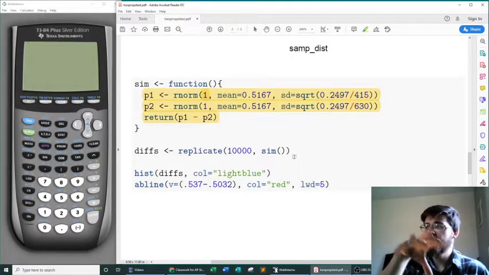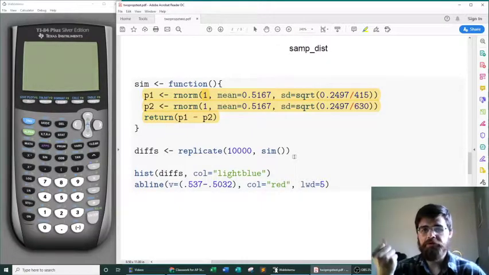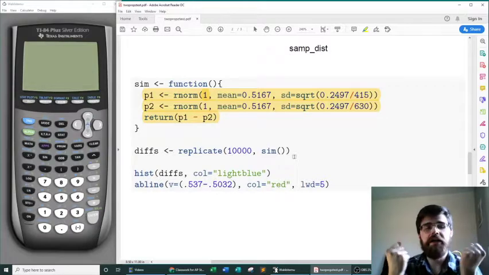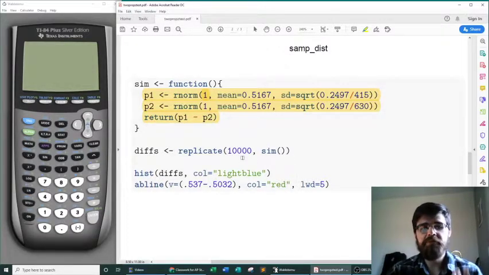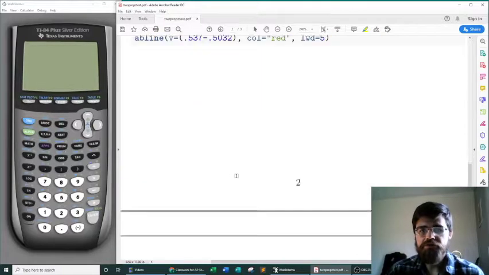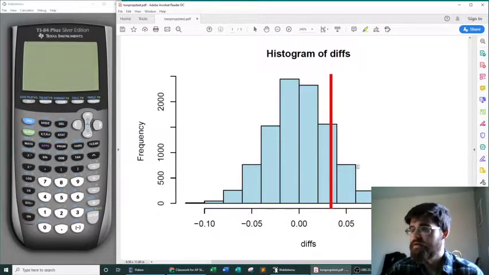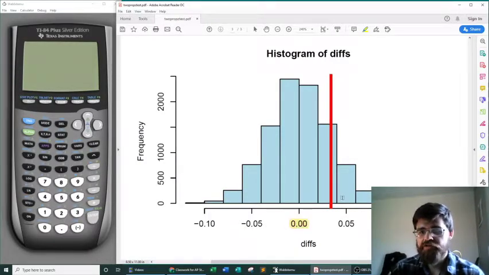So take a sample from the population, find the proportion. Take a second sample, find the proportion, and then subtract those. And then I'm going to repeat that process, replicate that process 10,000 times. So when we do that, we get this histogram. So most of the time, we have a difference really close to 0. There isn't supposed to be a difference because both of those proportions were pulled from the same population. So most of the time, we're going to see no difference at all.